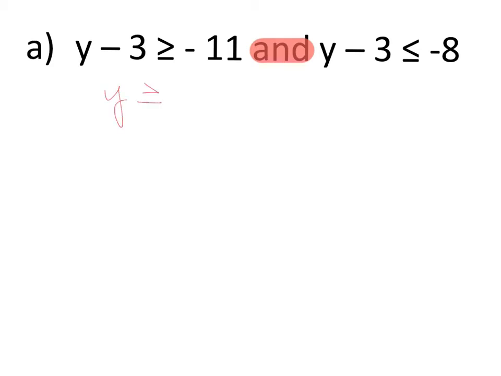Obviously we're going to be adding the 3 over to the other side. So we're going to get y is greater than or equal to -8. Then we're going to go ahead and solve the other one. We're going to add 3 as well on this one and get y is less than or equal to negative 5.